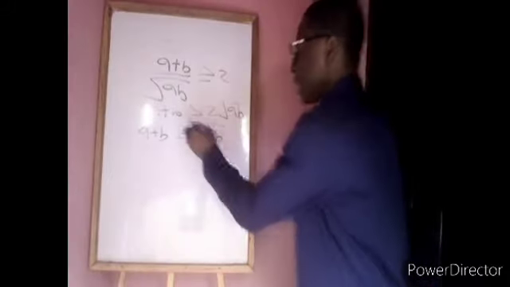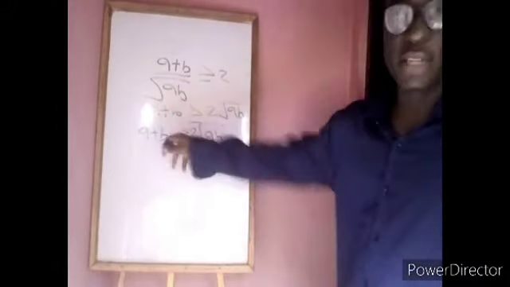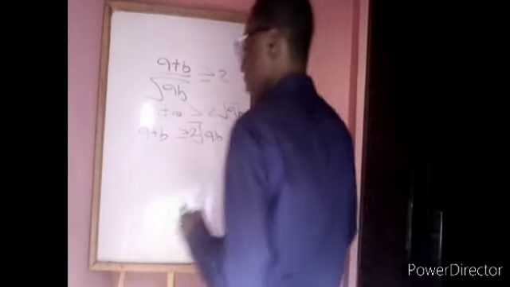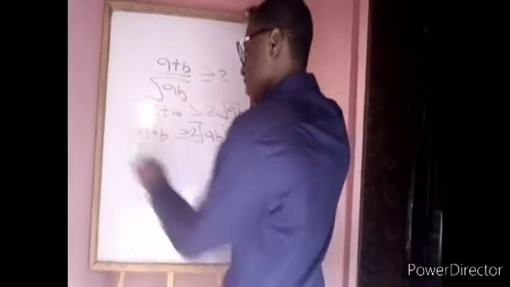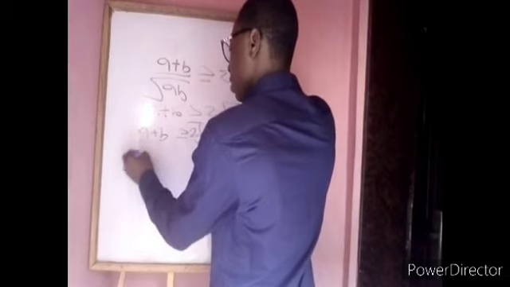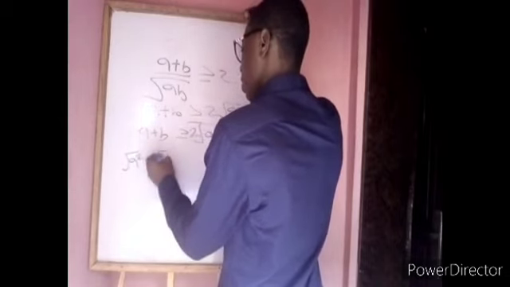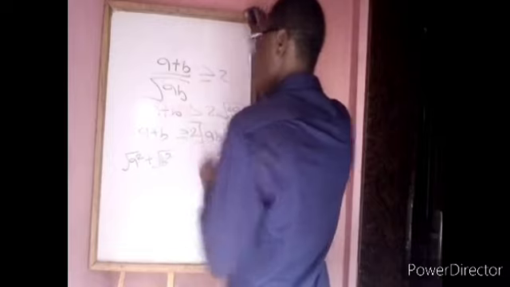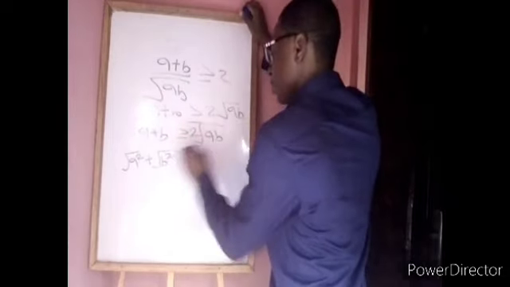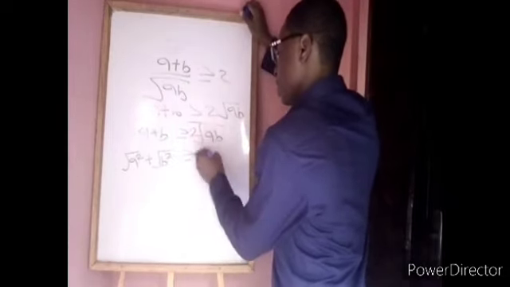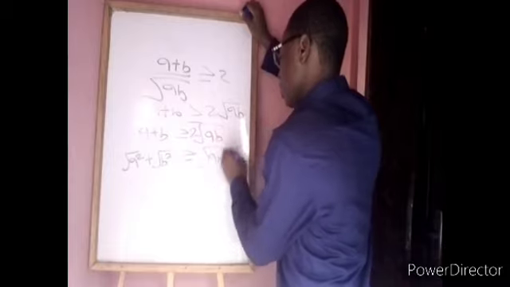So can we put it in this format? Let's convert this one into this format. So let's have it this way. We can say this is the root a square plus root b square. So in that case, that will be greater than or equals to root ab plus root ab.